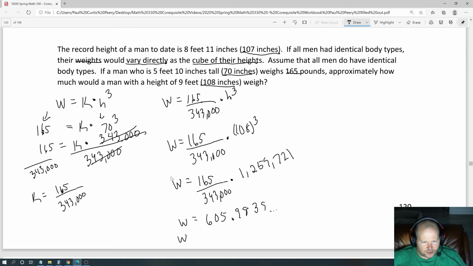Now, generally speaking, we're going to probably try to round to the nearest whole number, the whole pound. So we're rounding this place. We look to the right, we have a 9. 9 is 5 or above, so we round up. So the 5 turns into one more than 5, which is a 6. So it's approximately 606 pounds.